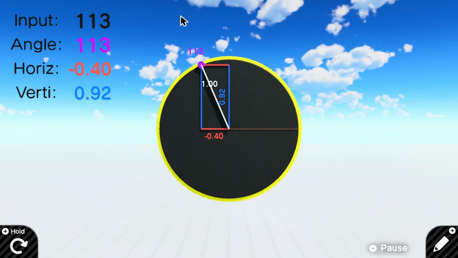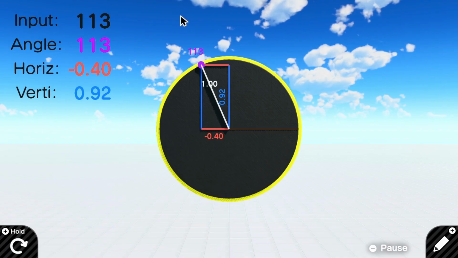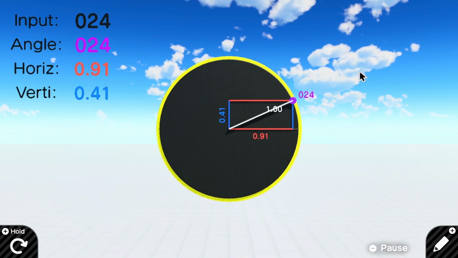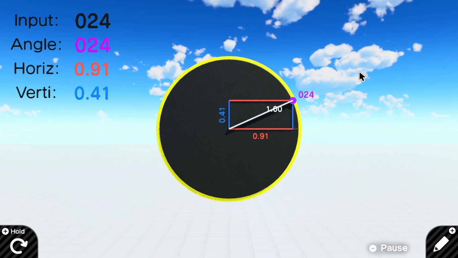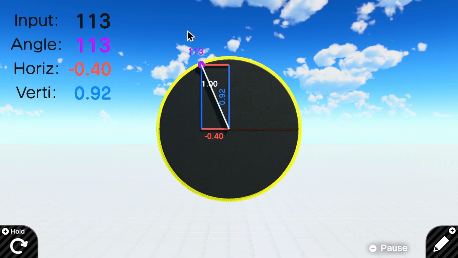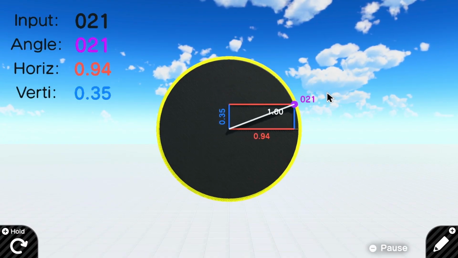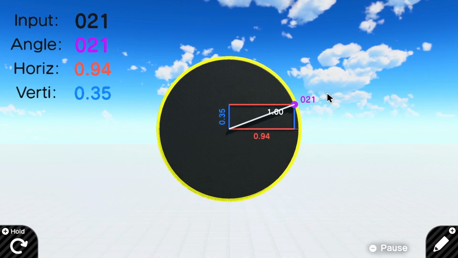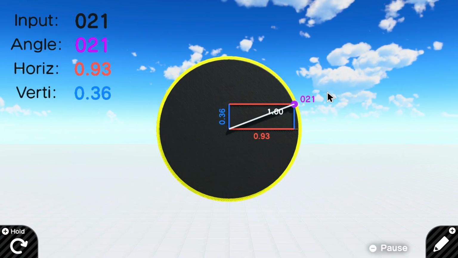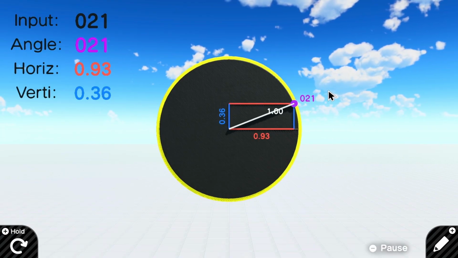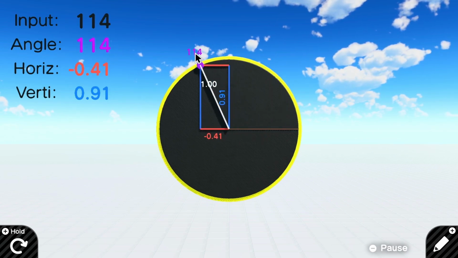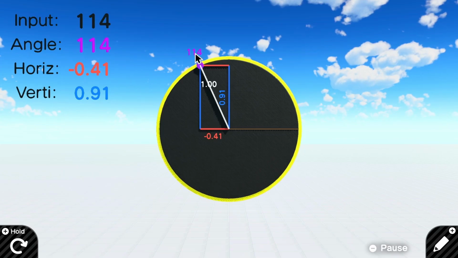We have 0.4 and 0.92. But now instead of the 0.92 being the x-axis, now the 0.92 is rotated 90 degrees, and it's now the y-axis. So that's why if we have a certain angle and we look at the horizontal output, if we add 90 degrees, the vertical output value will now be basically the same as the horizontal output value from the original. And you can also take the same concept backwards.